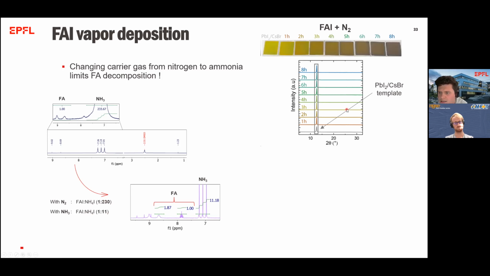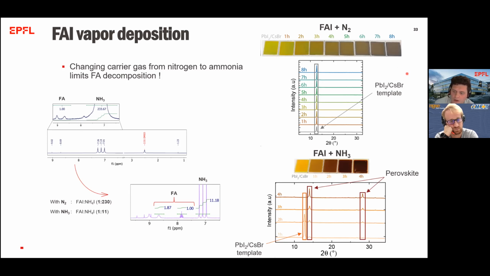And that means that in contrast to the layers that we saw before, so here we had an exposure to supposedly formamidinium iodide vapor over the course of 8 hours, and we could not really see a reduction in PbI2, maybe a little bit, and a tiny bit of perovskite, which is also the reason why it turns slightly darker after 8 hours, but that's not a time scale on which you can work. In contrast to that, when using ammonia as a carrier gas, we could at least reduce that time by a factor of two, and probably even faster upon tuning.